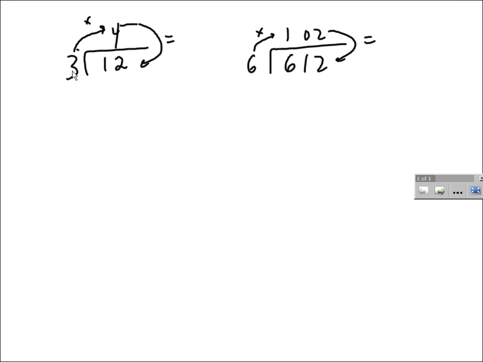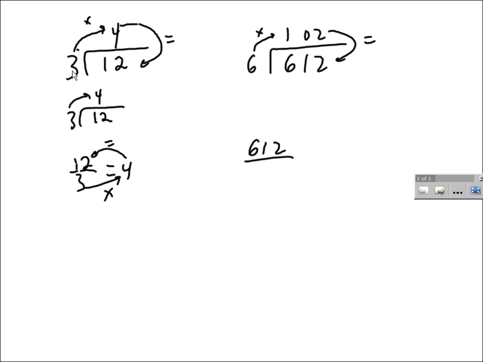But there are other ways of writing 3 into 12. Another way is 12 over 3, and it should equal 4. Remember, 3 times 4 is 12. That is, this product should equal the top. 612 divided by 6 is 102. Or isn't. Maybe we made a mistake. So you would multiply those two numbers and you would say, nope, it's correct.